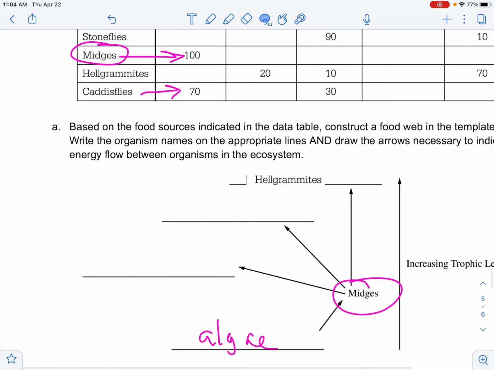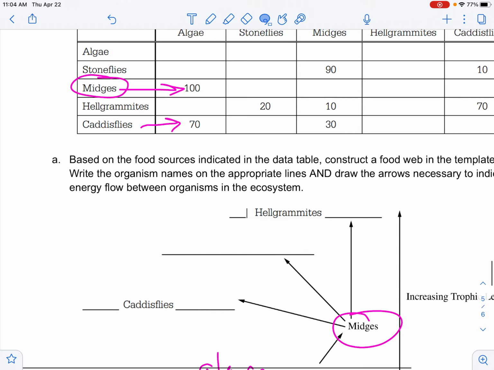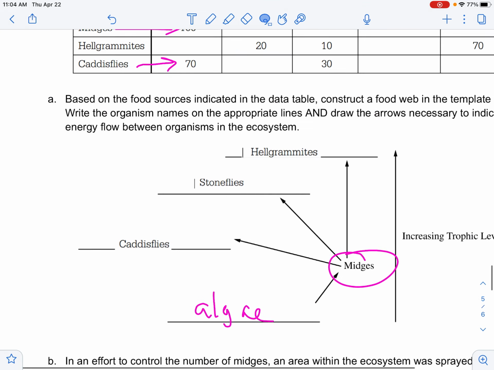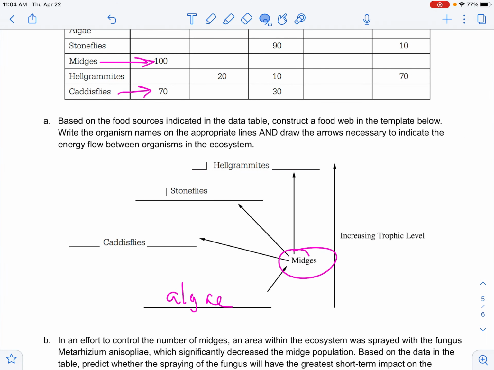And so caddisflies, we're going to go there. And of course, that leaves stoneflies to be in the middle there. So that's one point, if you had those.